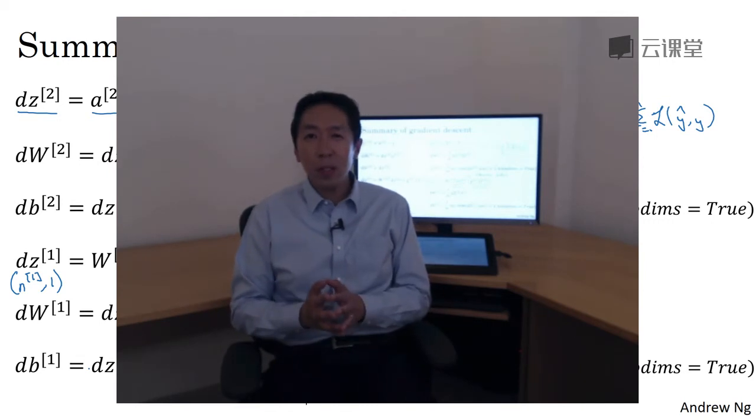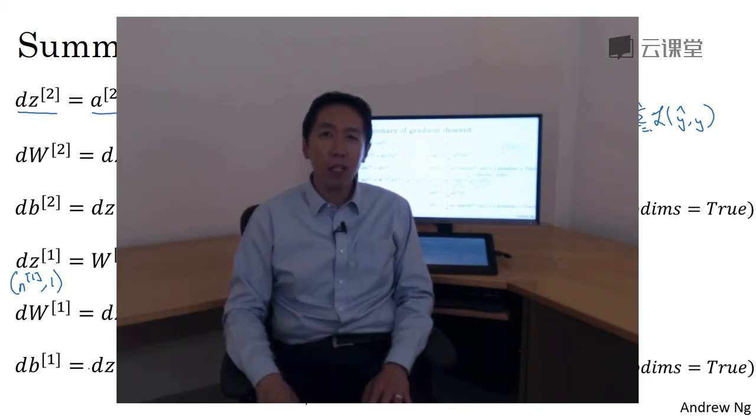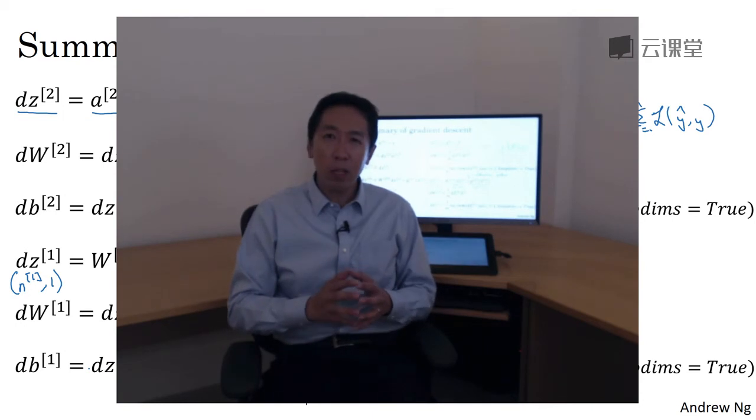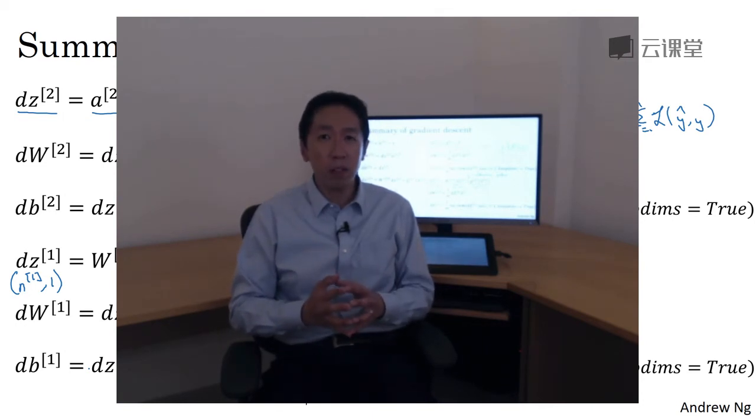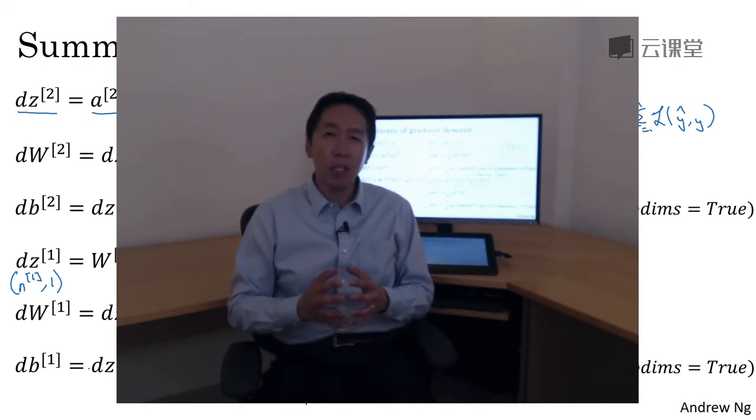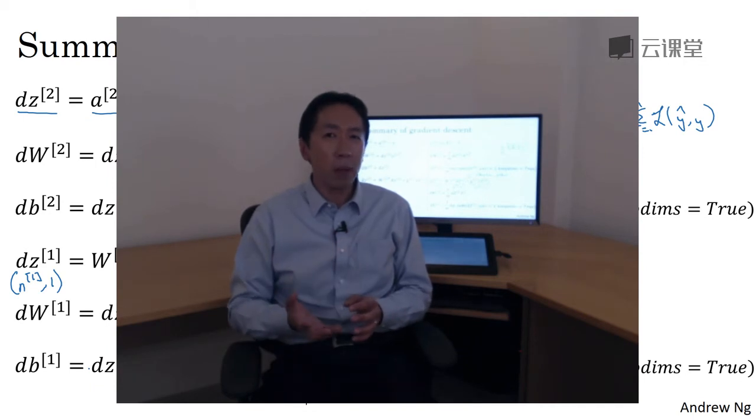So I hope that gives you some intuition for how the backpropagation algorithm is derived. In all of machine learning, I think the derivation of the backpropagation algorithm is actually one of the most complicated pieces of math I've seen. And it requires knowing both linear algebra as well as the derivative of matrices to really derive it from scratch, from first principles.